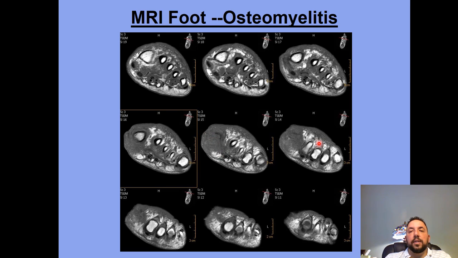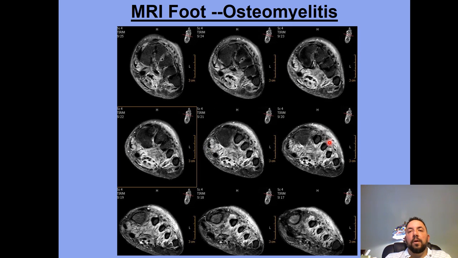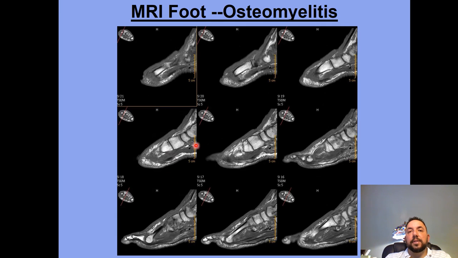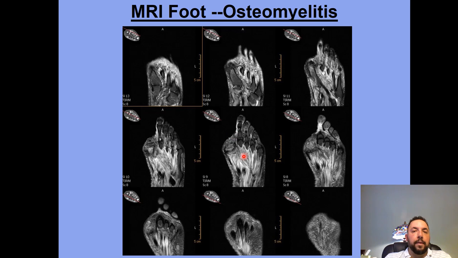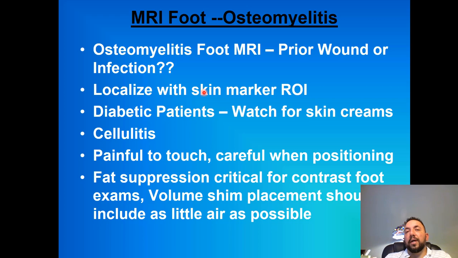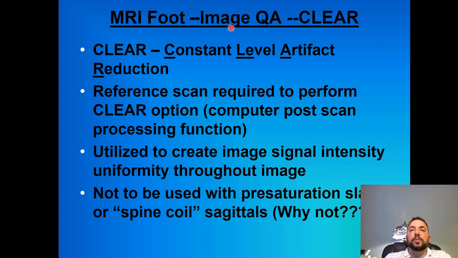All this invasion in the toe there, this may already have been an amputation. So foot to rule out osteomyelitis can be very challenging from our perspective and ensuring patient compliance and patient comfort. Again, already post-amputation, is there any spread to the rest? Localized with skin marker, watch for skin creams, as sometimes they can be used with like a zinc or some kind of a metallic cream to them, so be careful. And fat suppression is critical for contrast foot exams. Volume shim should include as little air as possible.